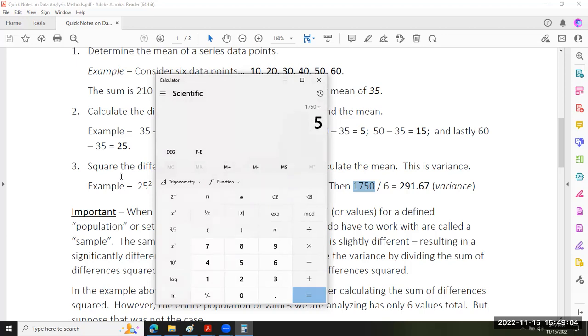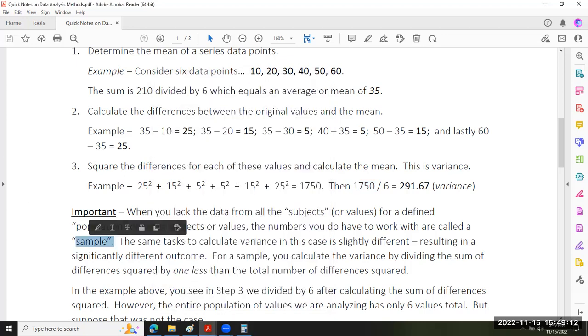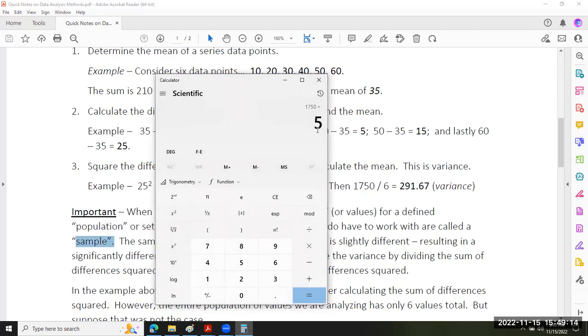One less than 6. So if 6 is the number of points that I have for a sample, now I divide by 5 instead of 6. So I get an answer of 350 for variance. Now, why do you care? Well, standard deviation is going to be different now.